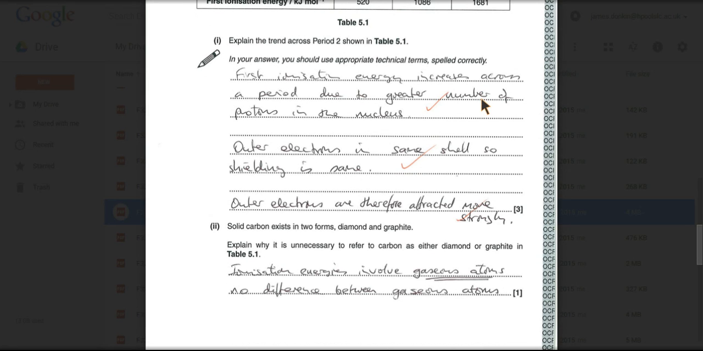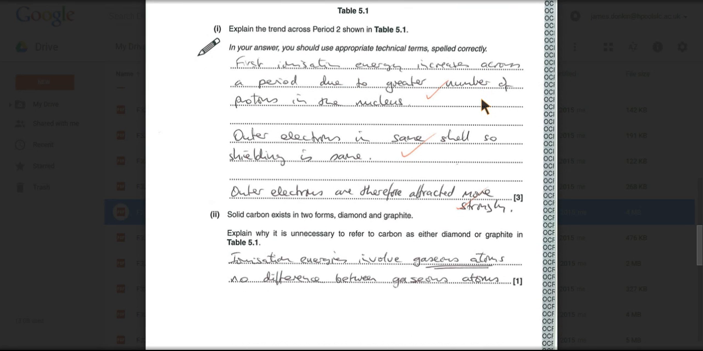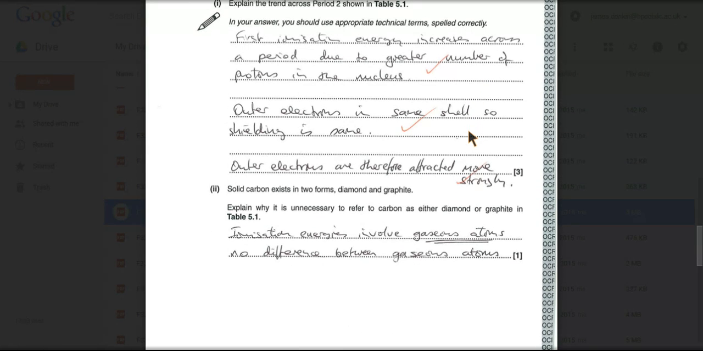We have an unusual question here. Solid carbon exists in 2 forms, diamond and graphite. We know that. Explain why it's unnecessary to refer to carbon as either diamond or graphite in the ionization energy table 5.1.